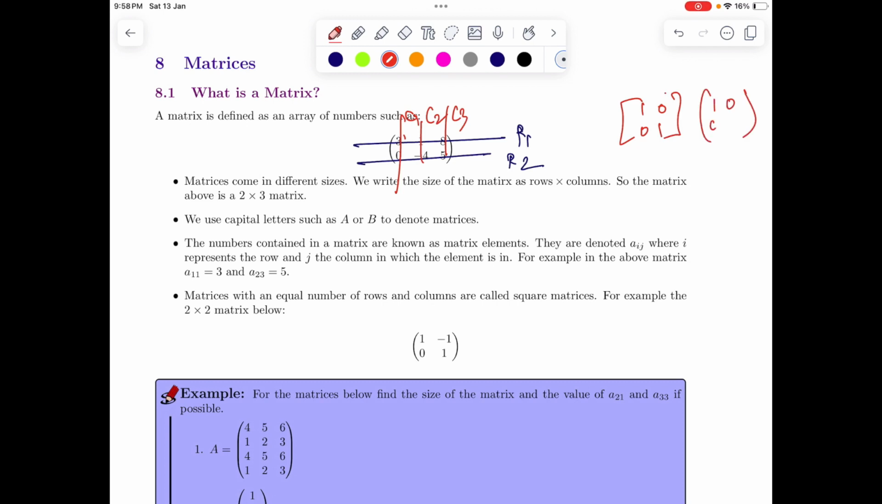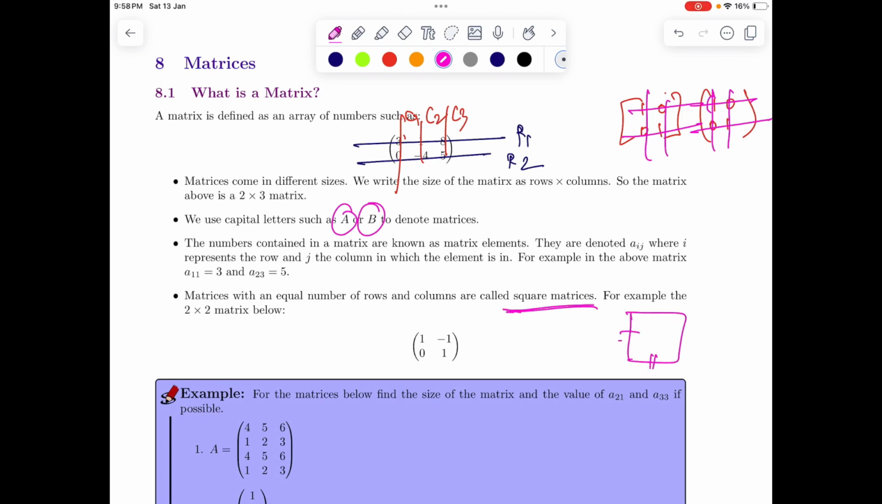So let's say you have 1 0 0 1, and there is a fanciful notation for putting them. Either you can put a big bracket, or some authors keep a small bracket. So we have 2 rows, row 1, row 2, and 2 columns here. 2 rows and 2 columns, right?